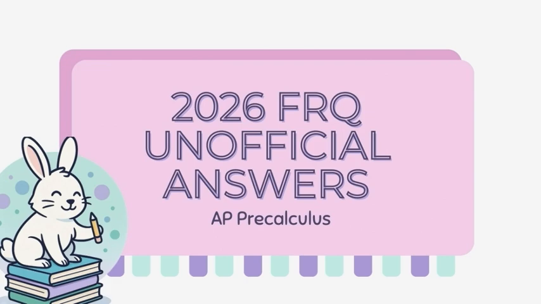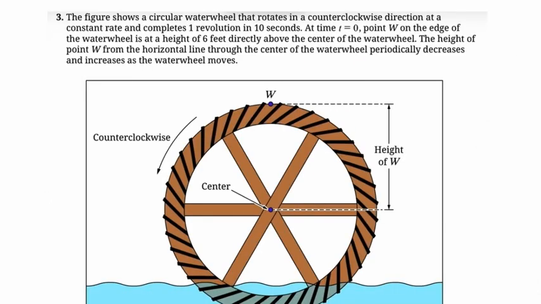Hi guys, this is part 2 of the 2026 FRQ unofficial answers with FRQ 3 and FRQ 4. Now for FRQ 3, we're told that there is a circular water wheel that rotates in a counterclockwise direction, and it completes one revolution in 10 seconds. At time t equals 0, point W is 6 feet above the center of the water wheel, and then the height of point W periodically decreases and then increases as the water wheel moves.